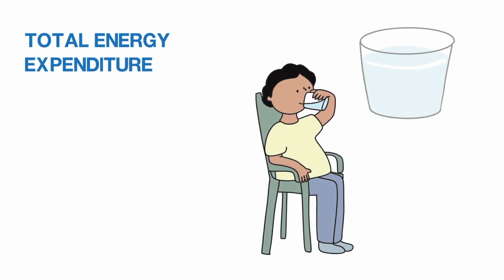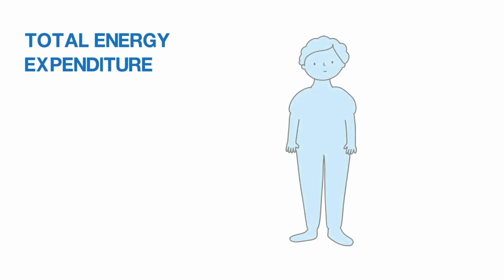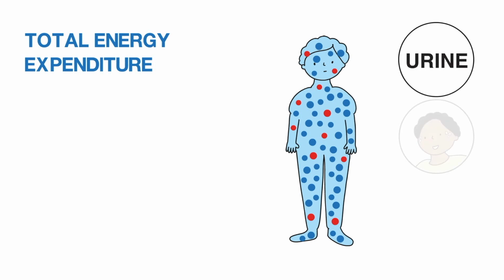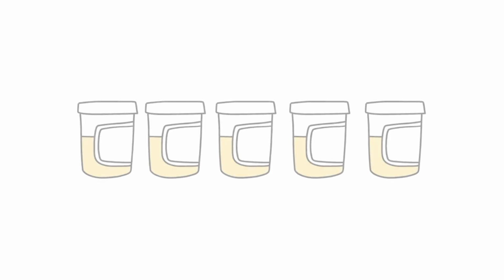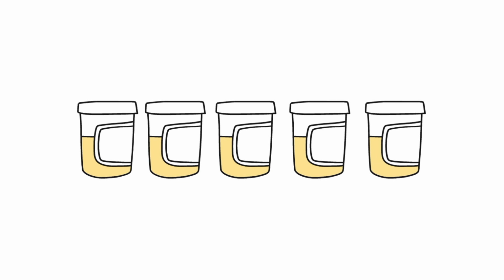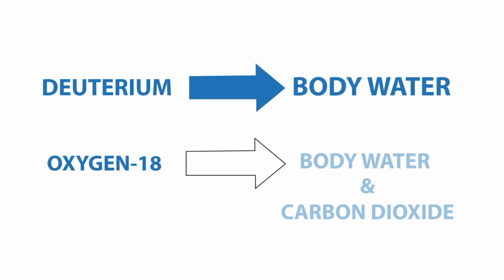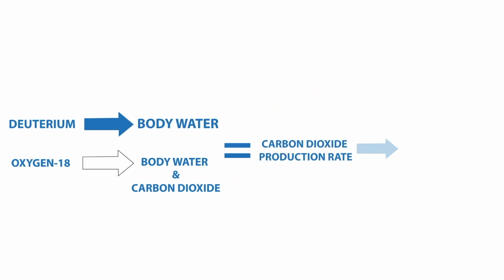Total energy expenditure. A person drinks a specific amount of doubly labeled water, containing both deuterium and oxygen-18. This mixes with the water in the body and is later excreted in the form of urine, sweat and breath. Urine samples are collected over a period of 2 weeks and analysed in a laboratory. The difference in the rates at which deuterium and oxygen-18 leave the body is a measure of the rate of carbon dioxide production, from which energy expenditure is calculated.